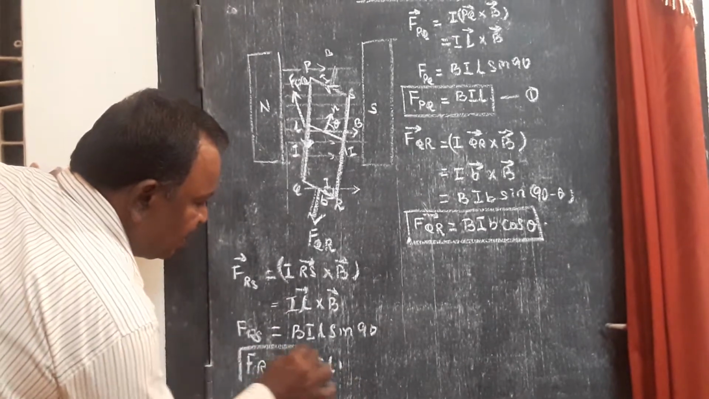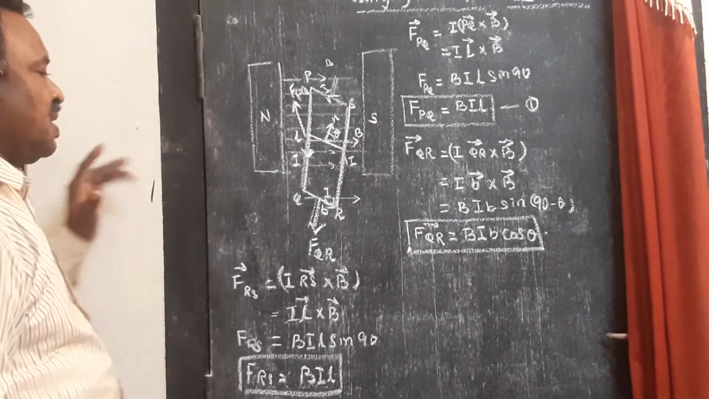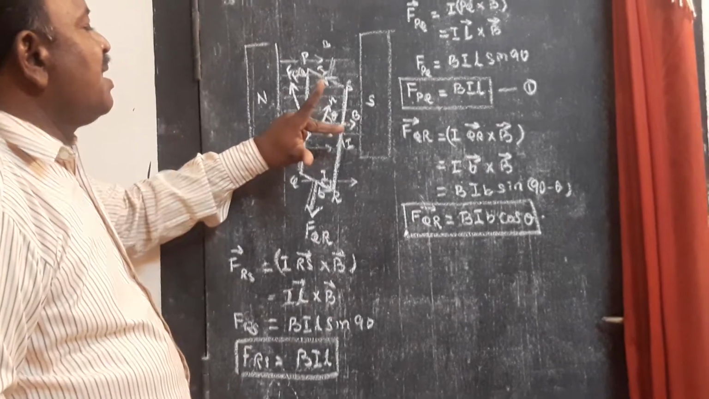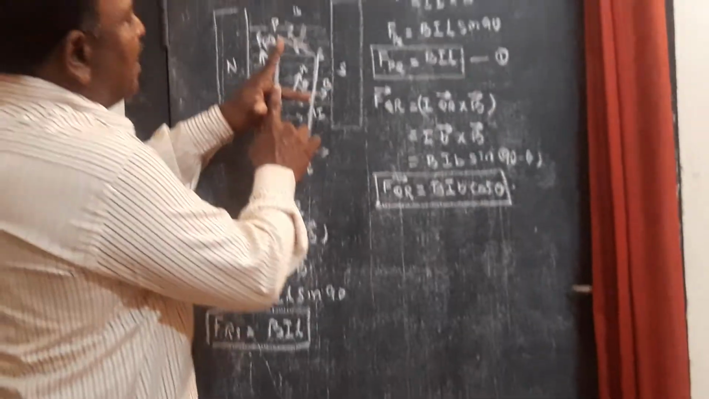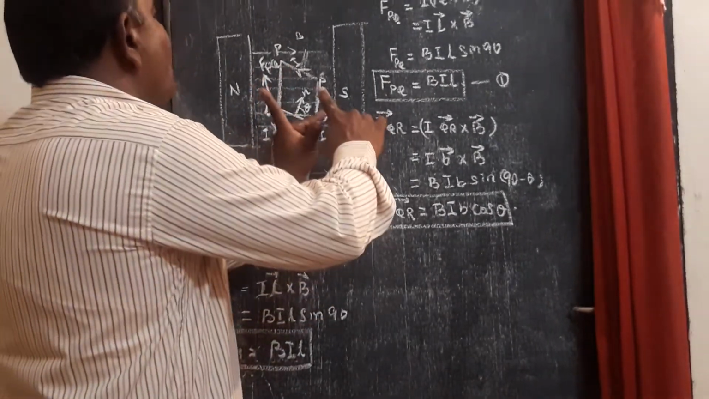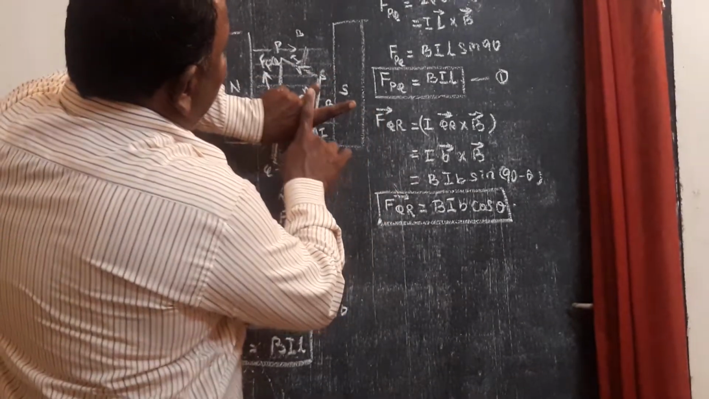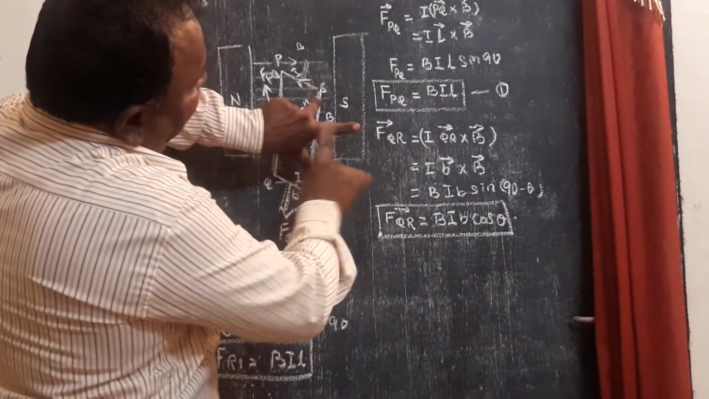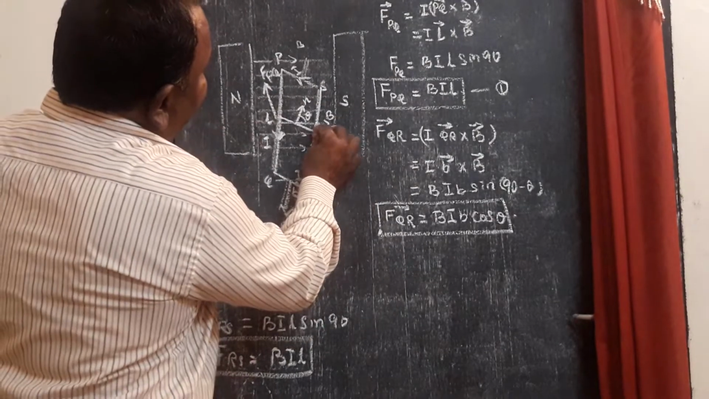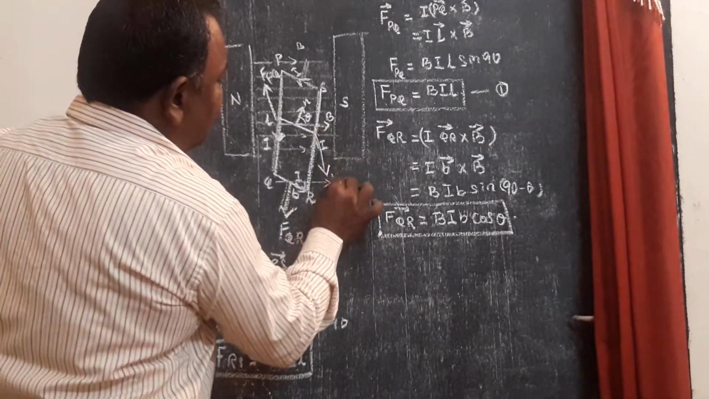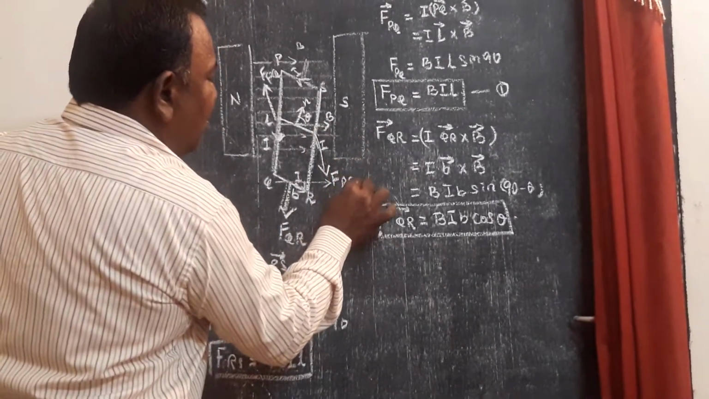When you consider the direction of the force by applying Fleming's left hand rule, this is the direction of the flow of current, and this is the direction of the magnetic field. So it acts in the downward direction. So F into RS.